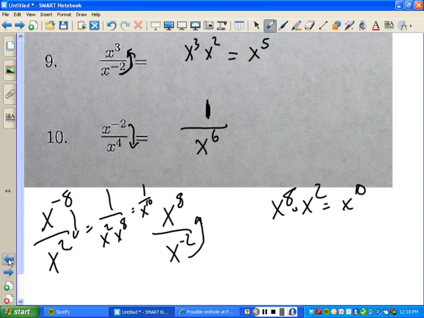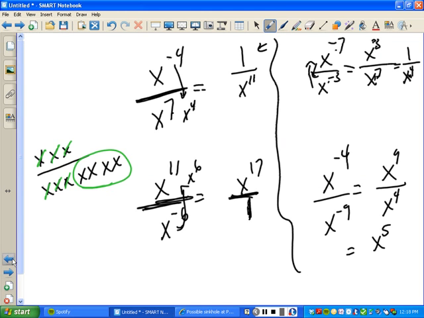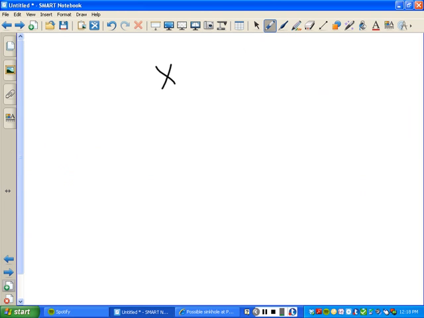Okay. Do that last one again, would you? The one I just did? Negative x to the negative 4, right? x to the negative 9. Right. All right. The negative 9 goes to the top, makes it become positive.